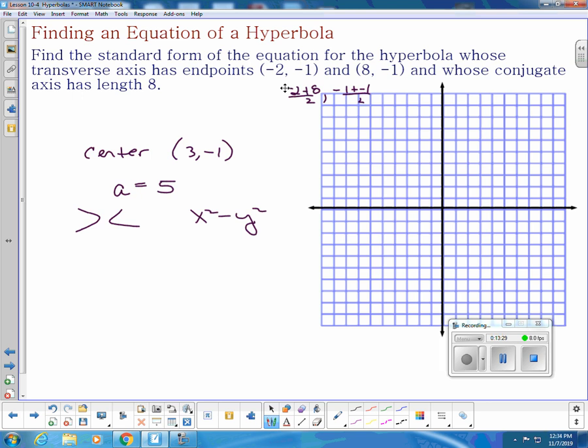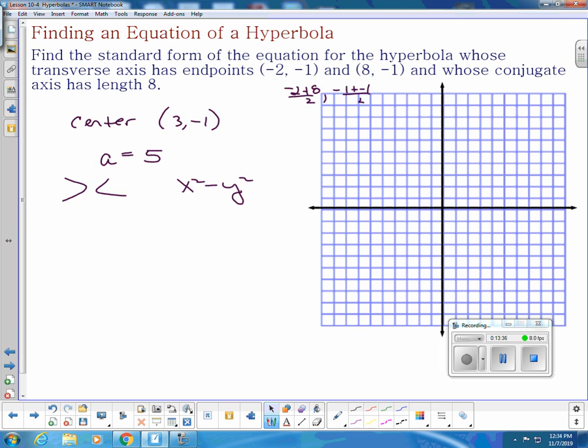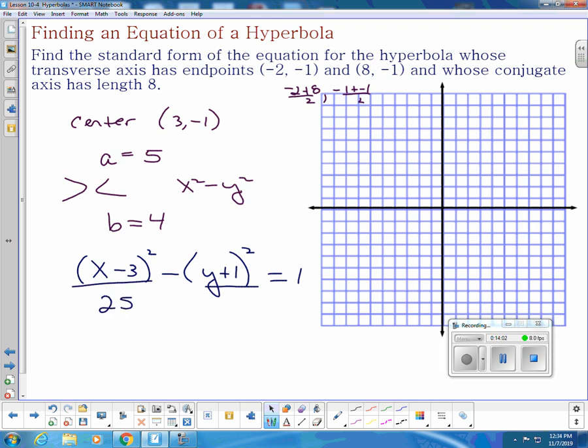Then they tell me that the conjugate axis is 8. Conjugate relates to the B value. If it's 8 total, it's going to be a 4 for B. You already have your A, you have your B, you have your center, you can write your equation. You don't have to find the focal points to write the equation. So it's going to be x minus 3 squared minus y plus 1 squared. And then A squared always goes first.